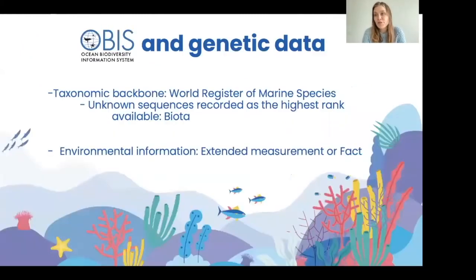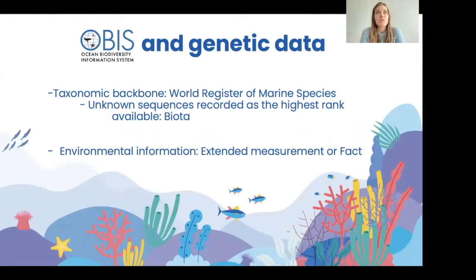How OBIS differs from other biodiversity databases is that we have one taxonomic backbone, which is the World Register of Marine Species, or WoRMS. This means that we want scientific names that are found in this database. Now, of course, we know that taxonomy with genetic data is quite a messy business.